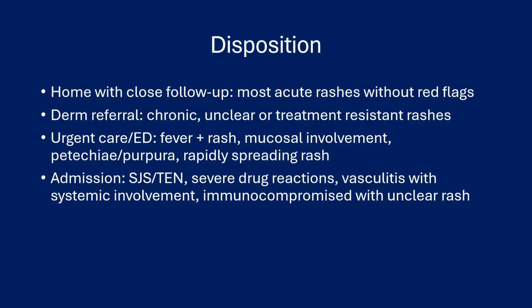Mucosal involvement, that would be like Stevens-Johnson syndrome or toxic epidermal necrolysis. Petechiae, purpura, again thinking about Rocky Mountain spotted fever, and you sometimes will see a similar type rash with meningitis. If it's a rapidly spreading rash like necrotizing fasciitis, you would need to certainly be seen urgently. Admission for Stevens-Johnson syndrome, toxic epidermal necrolysis, severe drug reactions, vasculitis with systemic involvement, and immunocompromised patients who have an unclear rash. Those would be reasons I would certainly consider admission.